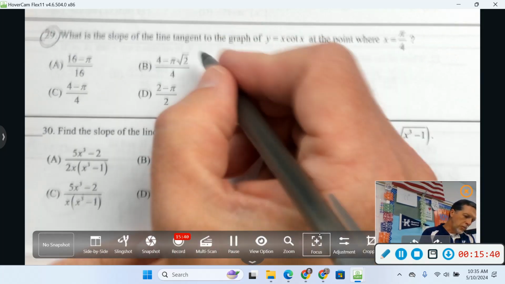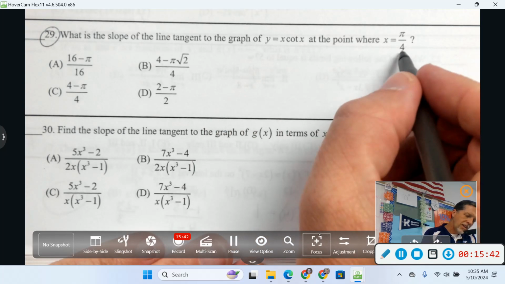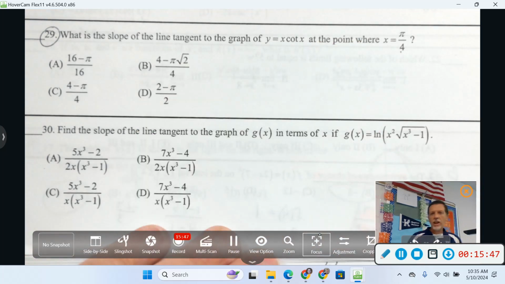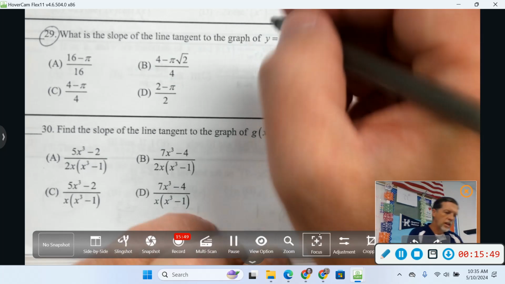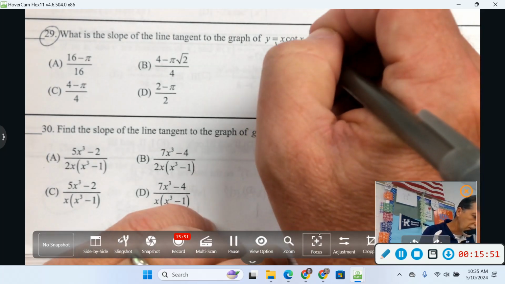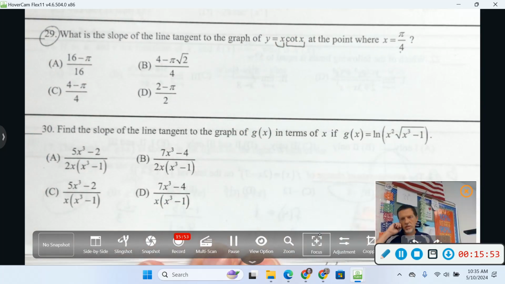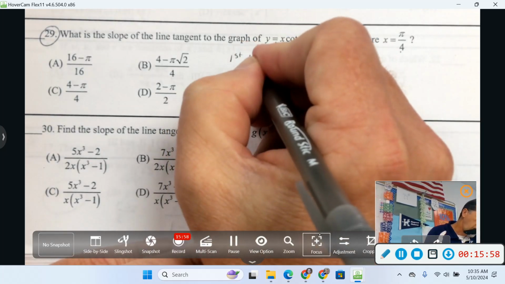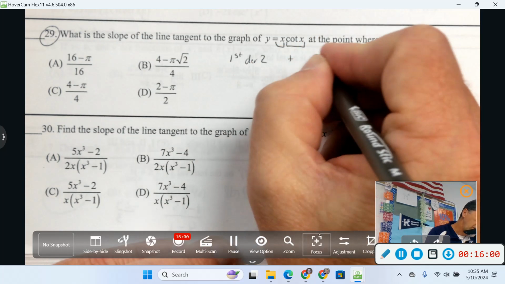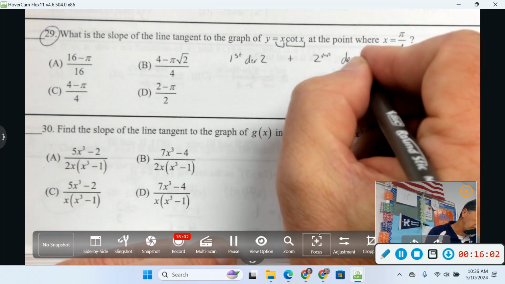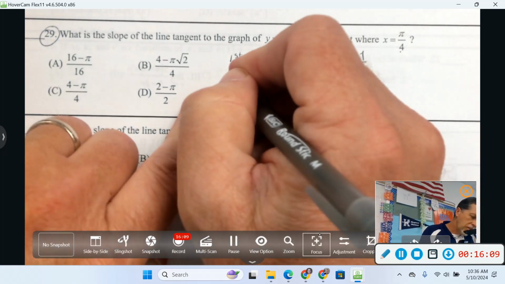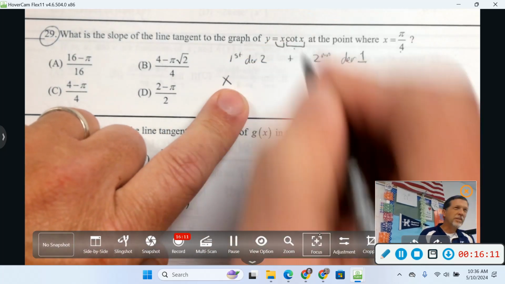What is the slope of the line tangent to the graph at x equals pi over 4? Okay, so this is straightforward, take a derivative, plug in pi over 4. Although, you need to be careful because this is product rule. So, first times derivative of the second plus second times derivative of the first. You don't need to write that out, but if it helps you keep track of where the pieces go. So, the first is x, derivative of cotangent.